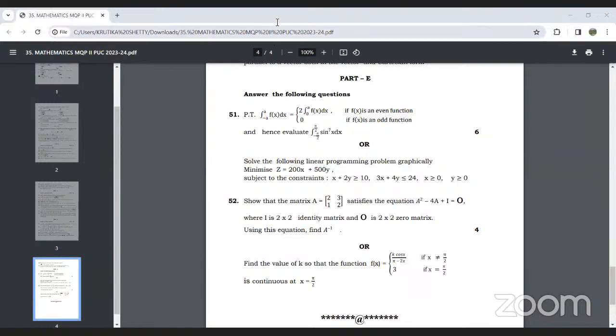Okay, so pay attention here. And if you have any doubts, you can put it in the chat box. Okay, so we will discuss at the end. A few more doubts we will discuss.